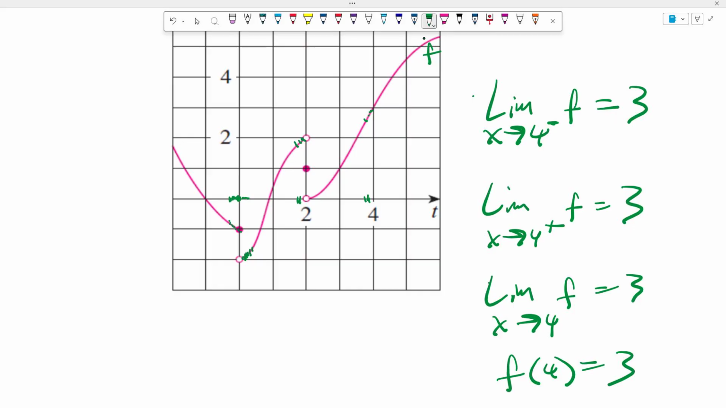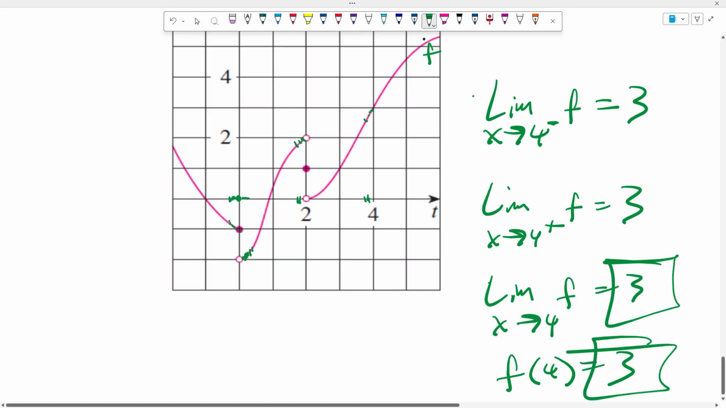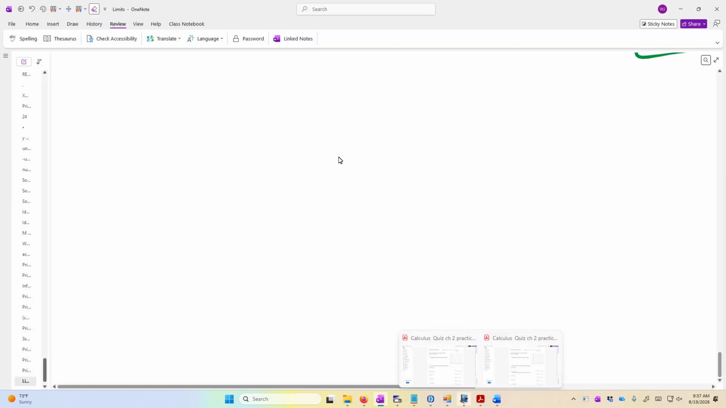Okay. Is the function continuous at 4? Yes. If we weren't given a graph, if this limit equals the function value, it's continuous. And we're going to define later, so that means it's continuous at a point. We'll talk later about continuous on an interval. Okay, I'm hoping you're getting the point. I think I got one more for you.